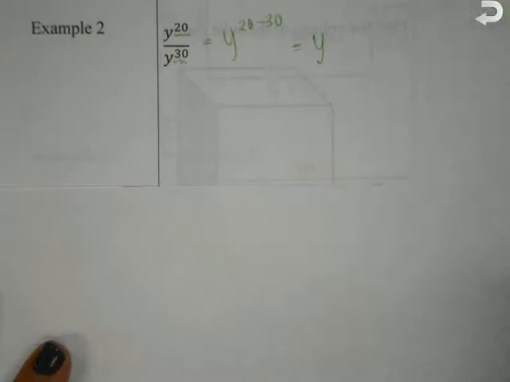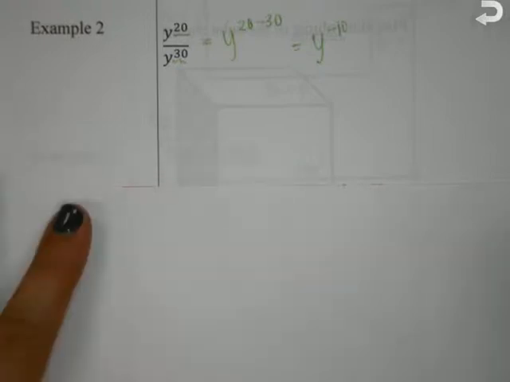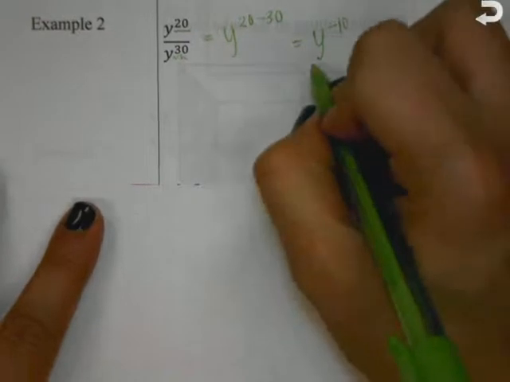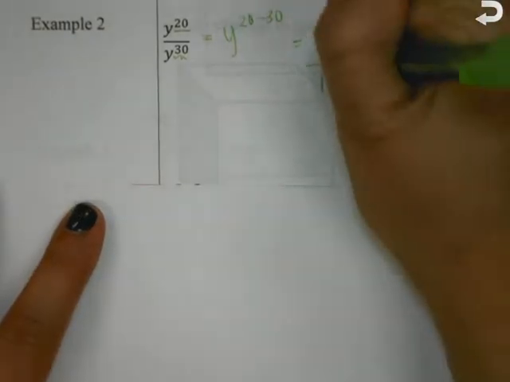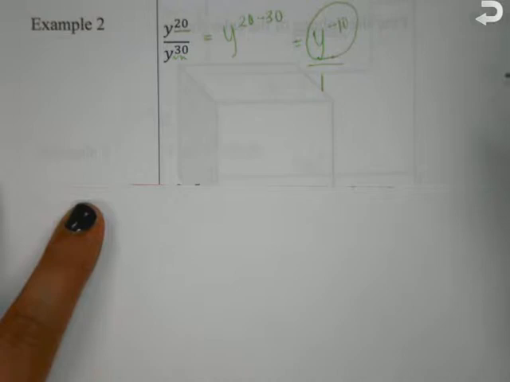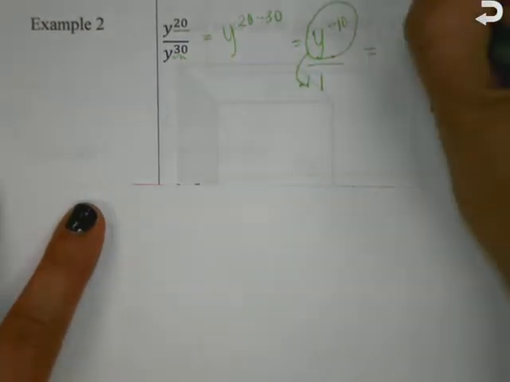Now, I am not allowed ever in math to have negative exponents as my answer. So what do I have to do here? Ellie? Yeah, we have to take the reciprocal. This is y over 1, right? And y has a negative exponent. So we have to take that negative exponent and move it to the denominator. So what's my answer going to be? 1 over y to the 10th power.